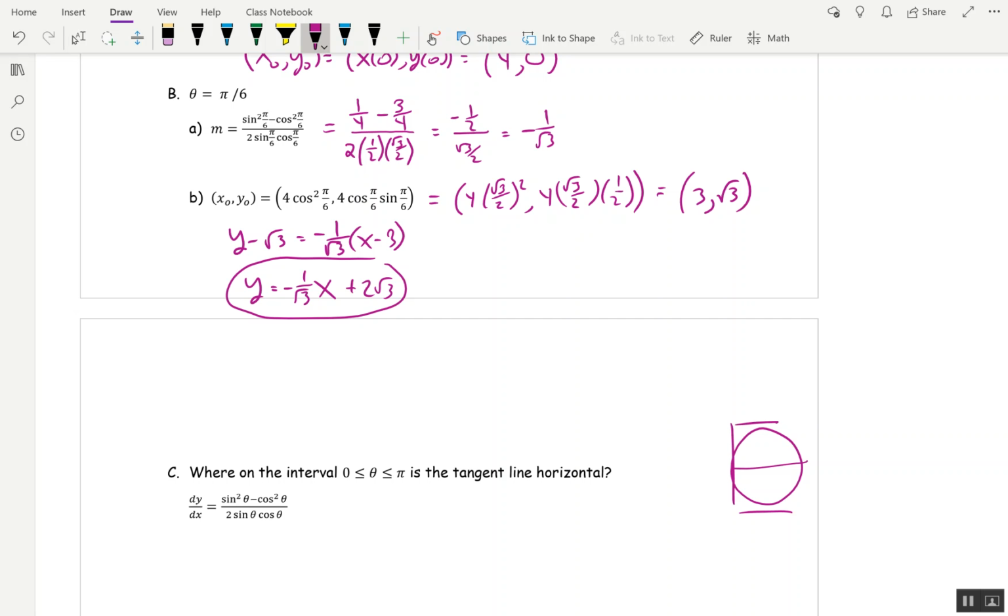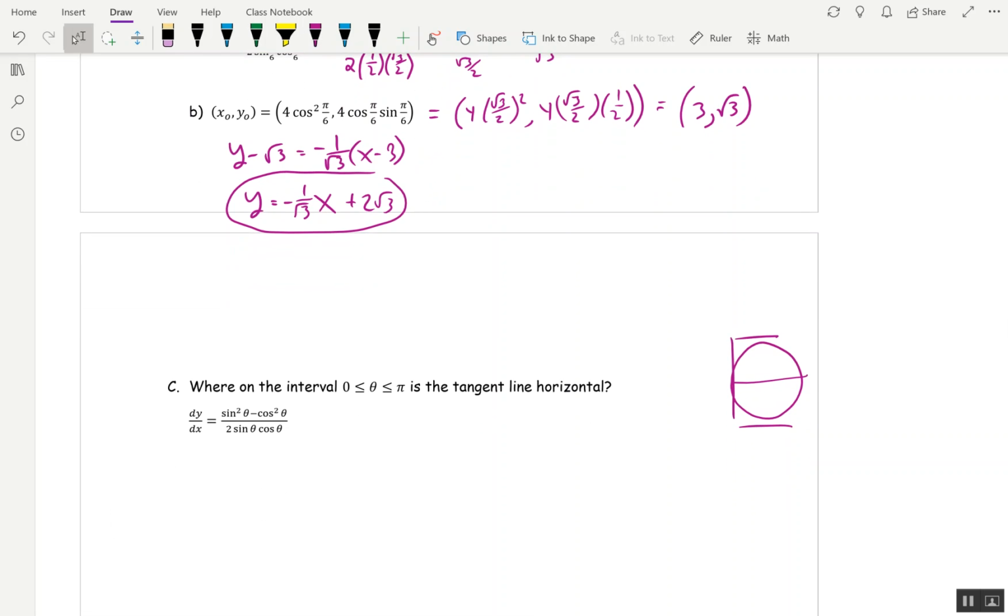So a horizontal tangent has slope 0. A vertical tangent has slope undefined. So if we wanted to find out where the tangent was vertical, we would set the denominator equal to 0. But if we want to find out where the tangent line is horizontal, we want to set m equal to 0. Now a fraction is 0 if and only if the numerator is 0.